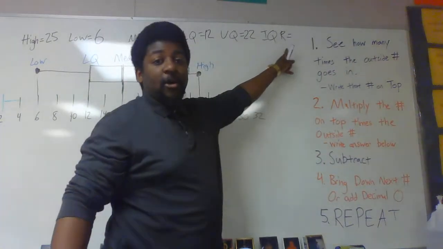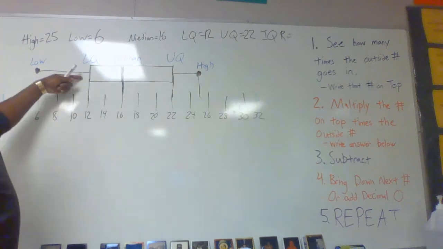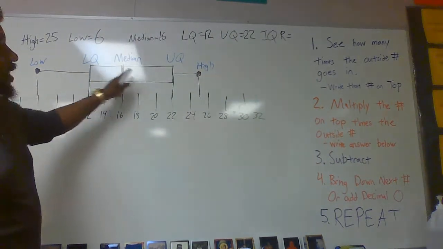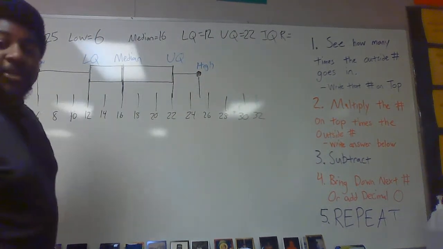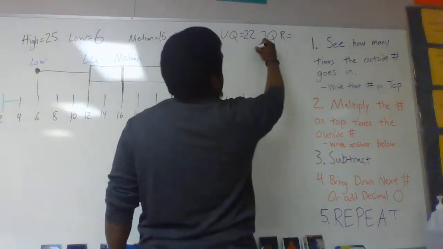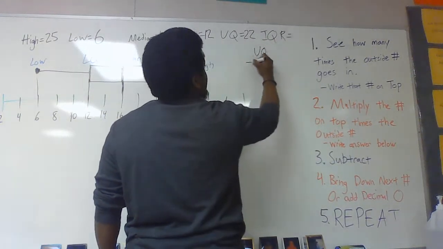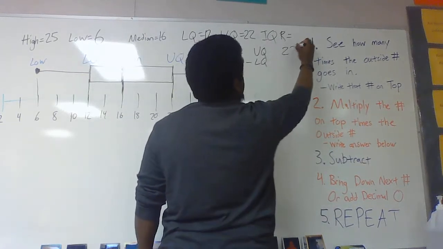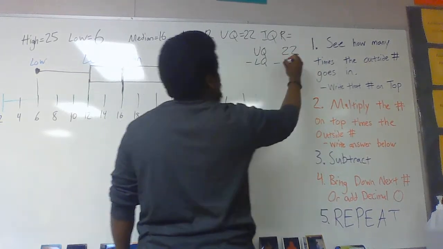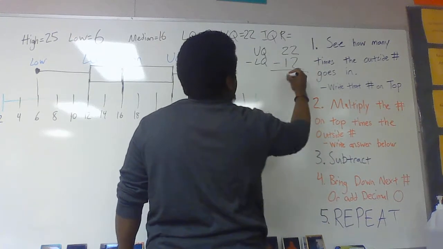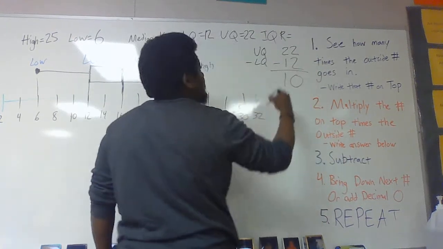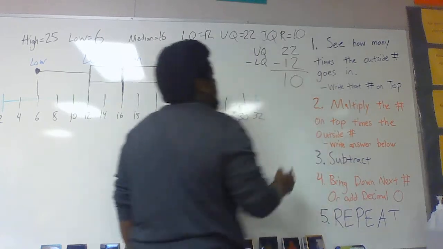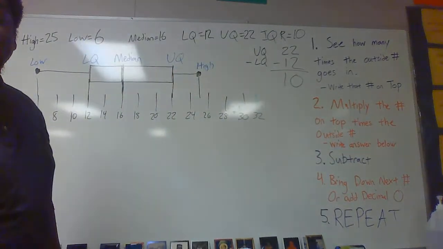The last thing I need to find is this number here, the IQR, which is really just the distance between my lower quartile and my upper quartile. You can find that by subtracting your upper quartile number minus your lower quartile number, which would be 22 minus 12, which gives me 10. So my interquartile range is what that's called, or my IQR is 10.